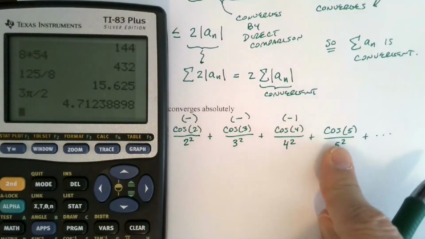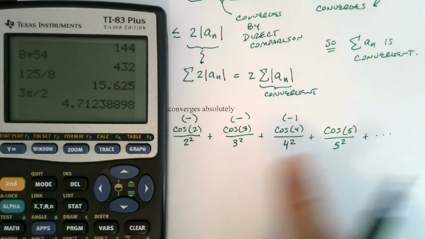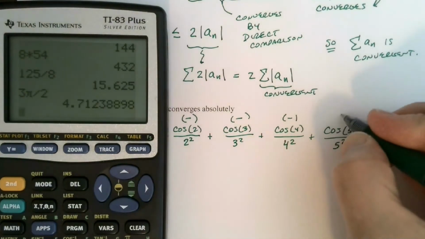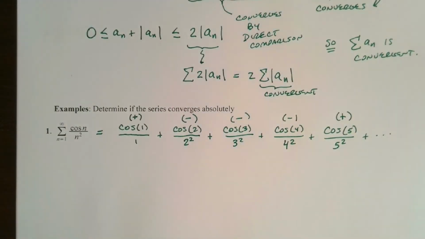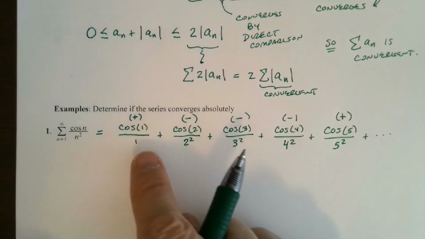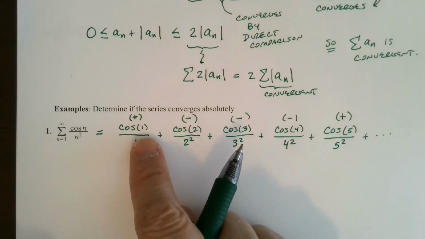And then cosine of 5, what's going to happen there? That's more than 3 pi over 2. We're in the fourth quadrant. If you think about it, we're back to being positive. Okay, so the idea is you understand now what's going to happen. We're going to be changing signs, right?